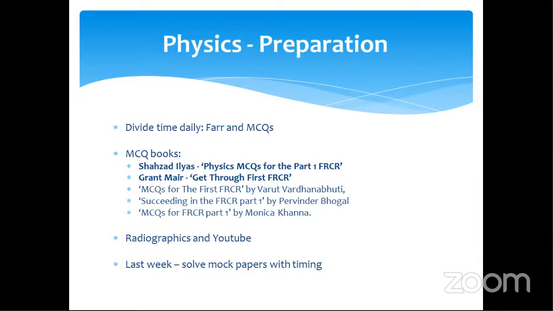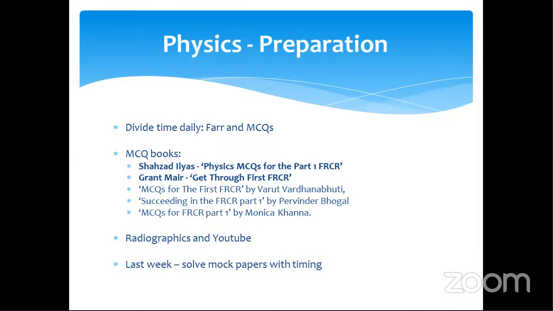Divide time daily. You need to do MCQ practice daily, and also read FAR every day, so divide some time daily for both. I would say start solving MCQs. Keep an aim of solving 20 MCQs per day initially, then increase to 50, then 100, then 150. And in the last week, you can just solve mock papers, like 5 to 6 mock papers of 40 questions each.